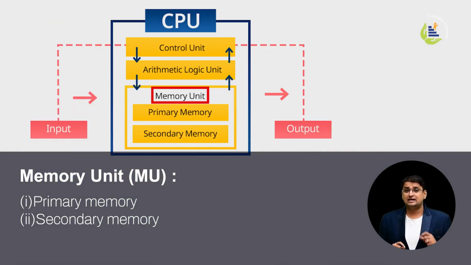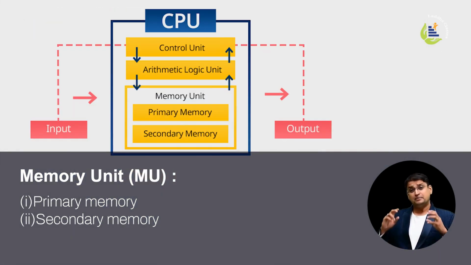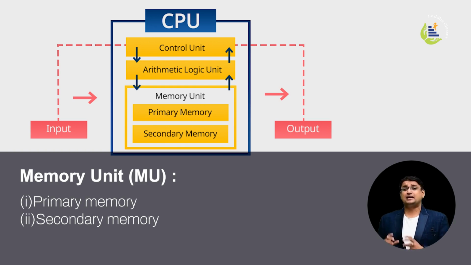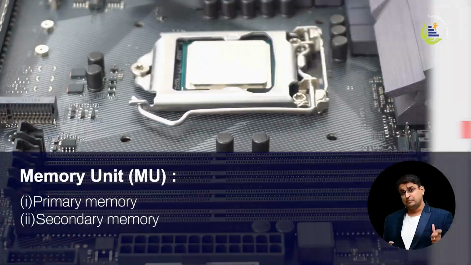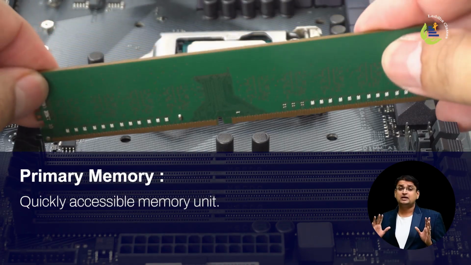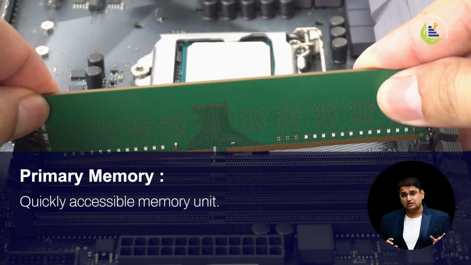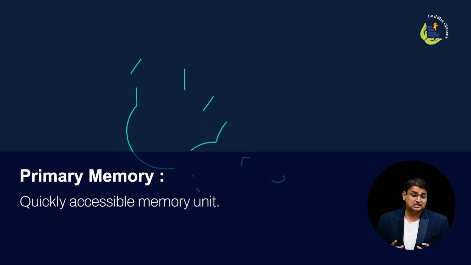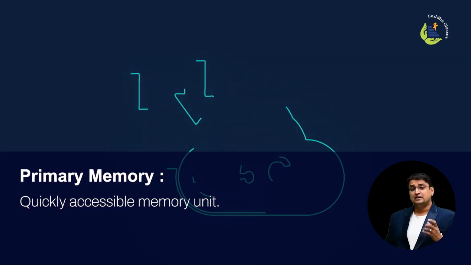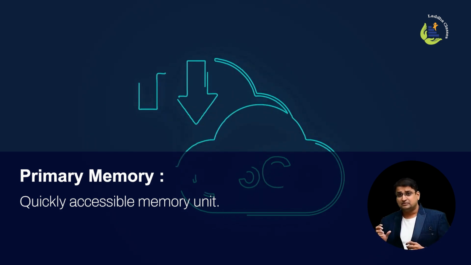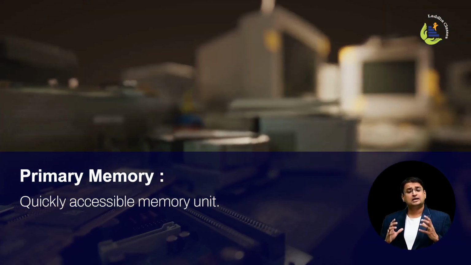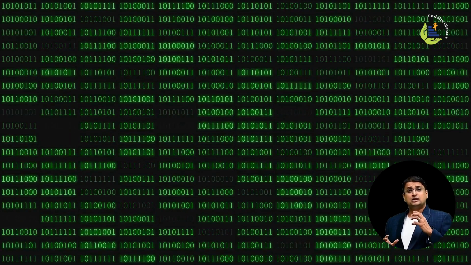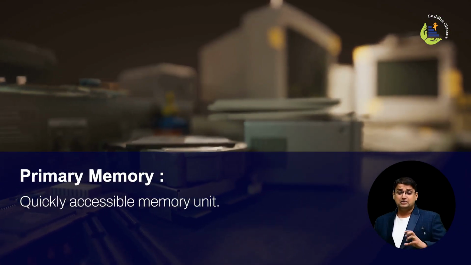Memory unit is divided into two categories: primary memory and secondary memory. Primary memory. The primary memory is the most quickly accessible memory unit. These memories require relatively little time to receive and deliver data for processing. Control unit and arithmetic logic unit are also close to the primary memory.